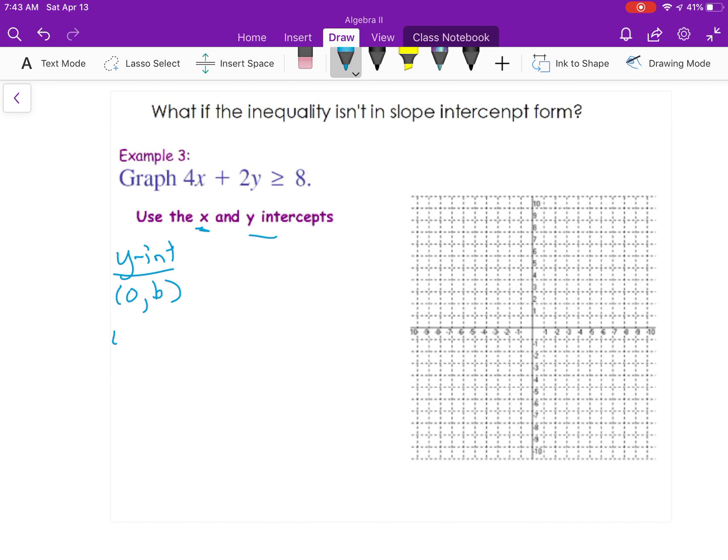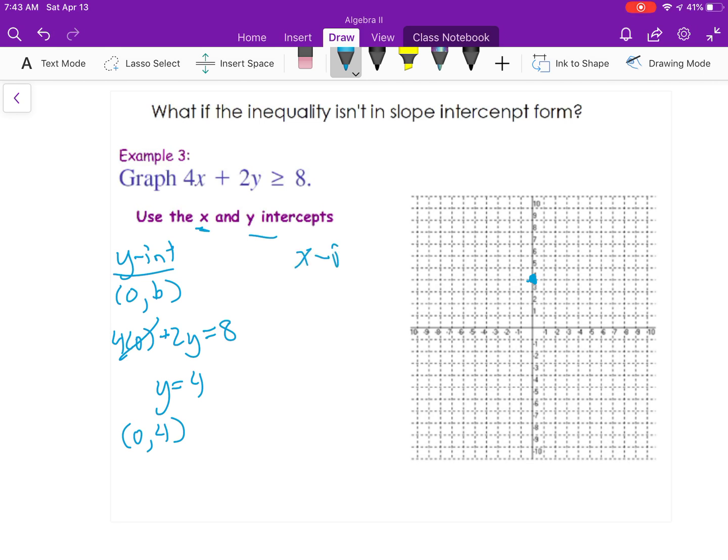So if I put in 0 for x, that goes away, divide by 2, y is equal to 4. So my y-intercept is (0, 4). So there's one point, there's my y-intercept.